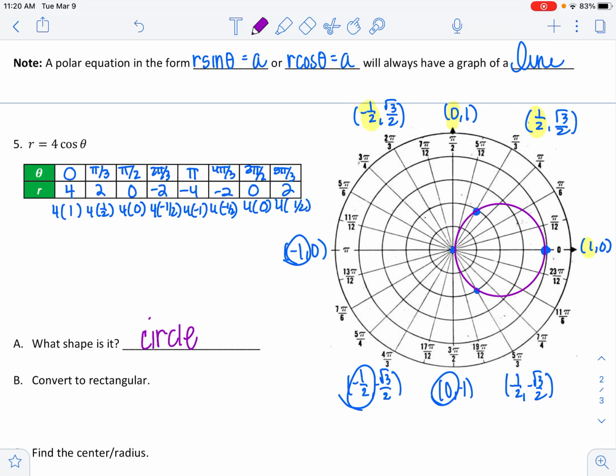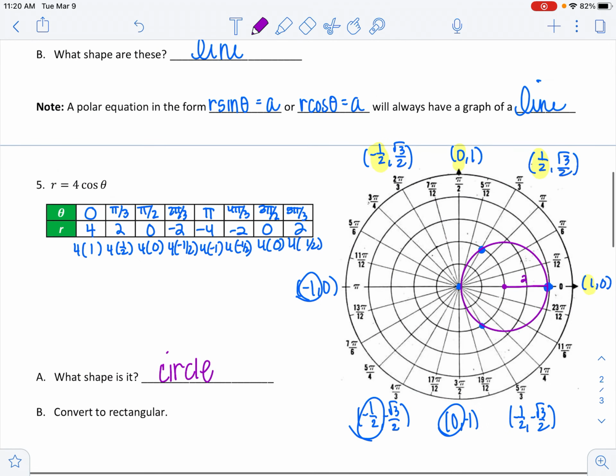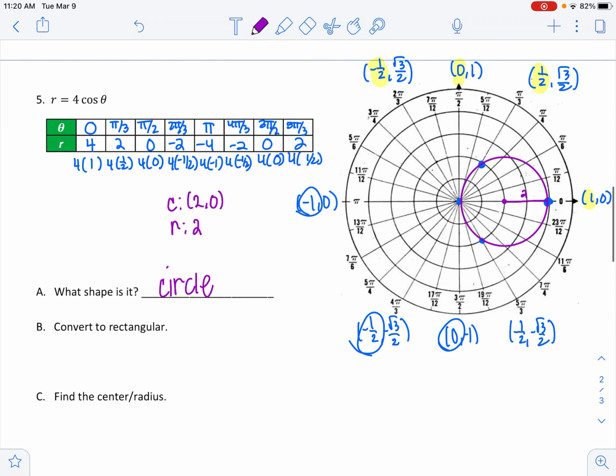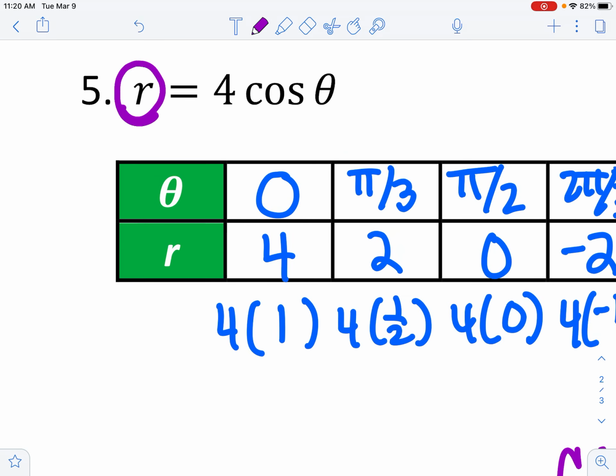Convert it to rectangular form. Before I convert it to rectangular form, let's see what we notice about it. Here's the center. Our center is 2, 0, and here's our radius, it's 2. So let's write that down. The center is 2, 0, and the radius is 2. All right, let's convert it to rectangular form.